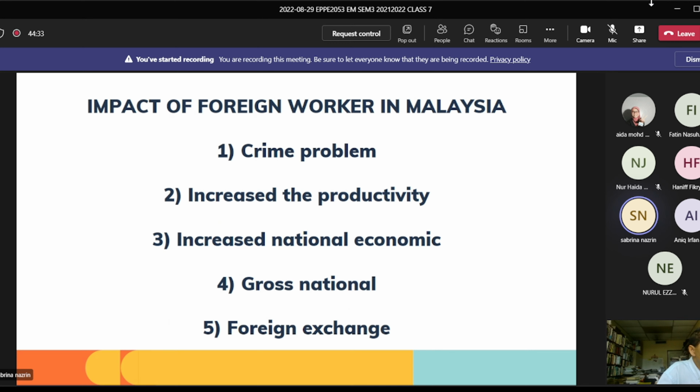The impact of foreign workers in Malaysia. The first one is the crime problem. The second one is increased productivity and increased national economy, and the impact on gross national product and the impact on foreign exchange.